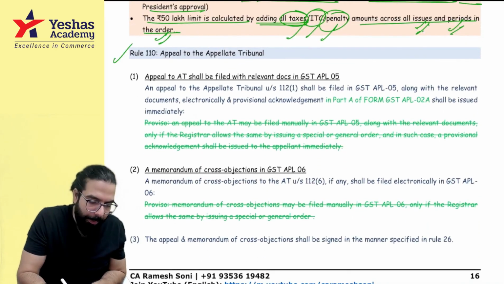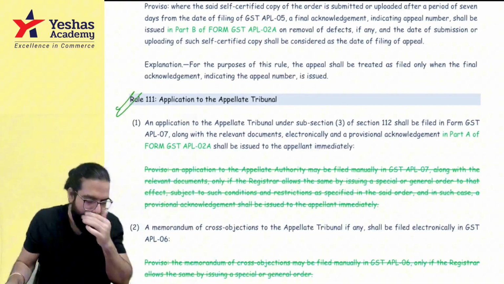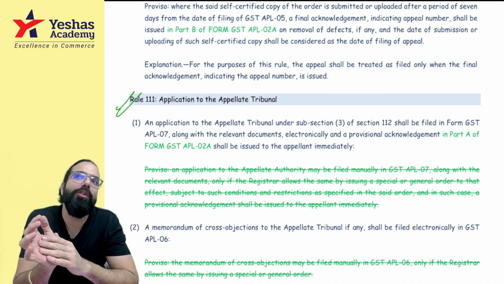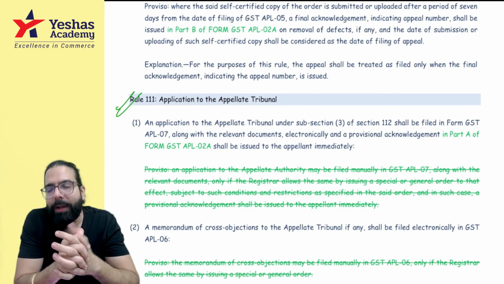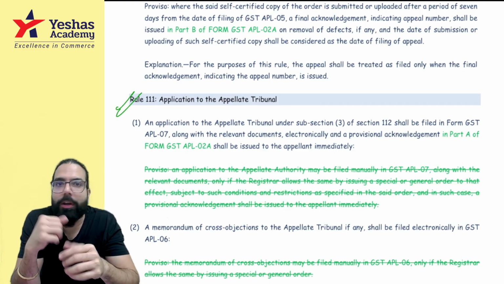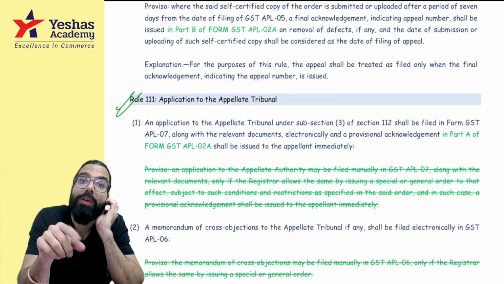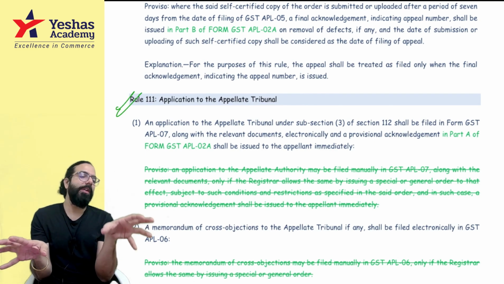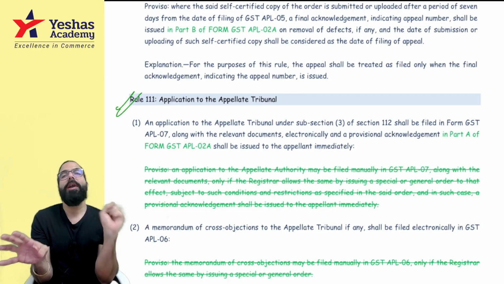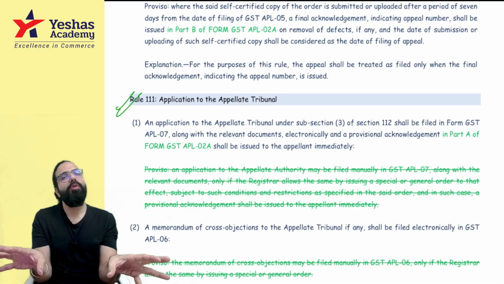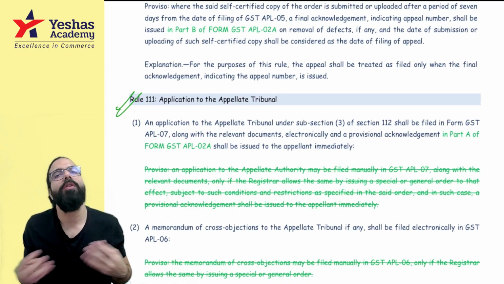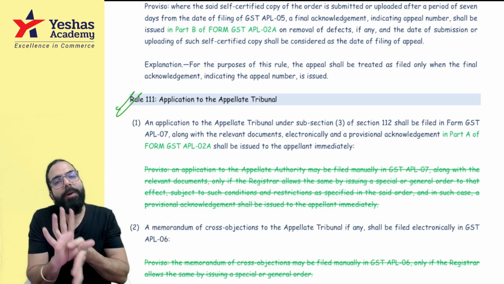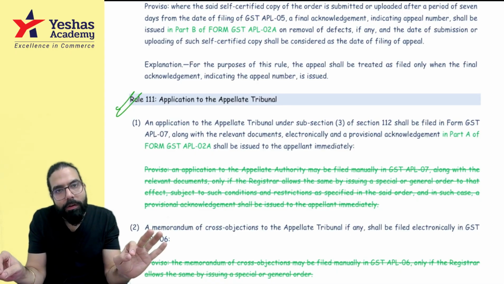Done, sir. Next. Here rules 110 and 111 used to say that whenever an appeal has to be filed by the department or by the taxpayer to the appellate tribunal, manual filing was allowed if the registrar allows. Or if I am filing an appeal, the person against whom I am filing used to file a memorandum of cross objection. Earlier, appeal and memorandum of cross objection were allowed to be filed manually. Now this has been deleted; you can't file appeal to the appellate tribunal or memorandum of cross objection manually. That provision has been deleted.